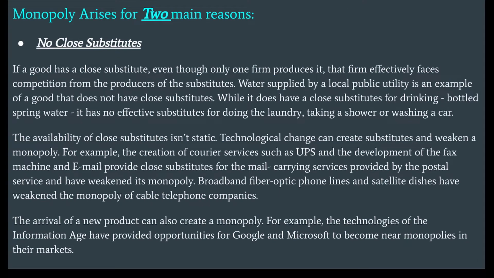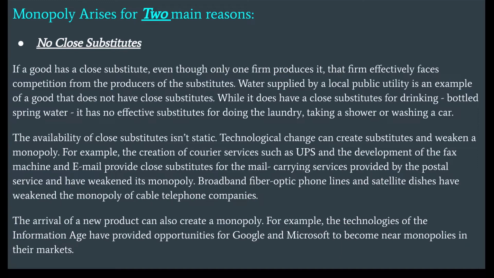Monopoly arises for two main reasons. First one, no close substitutes. If a good has a close substitute, even though only one firm produces it, that firm effectively faces competition from the producers of the substitutes. Water supplied by a local public utility is an example of a good that does not have close substitutes. While it does have close substitutes for drinking, such as bottled spring water, it has no effective substitutes for doing the laundry, taking a shower, or washing a car.